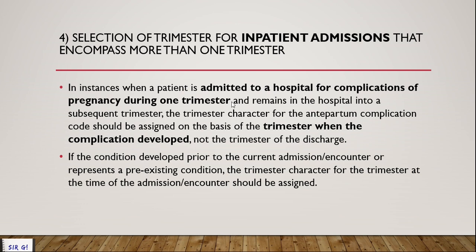In instances when a patient is admitted to the hospital for complication of pregnancy during one trimester and remains in the hospital into a subsequent trimester, the trimester character for an antepartum complication code should always be assigned on the basis of, please highlight this, guys, the trimester when the complication developed. Meaning, it should be your first trimester. Like in my example, it should be your first trimester, not the trimester at the time of discharge, because the complications developed in the first trimester.